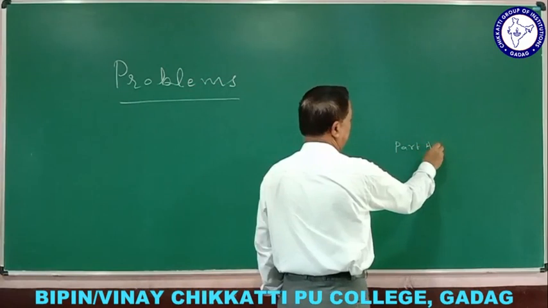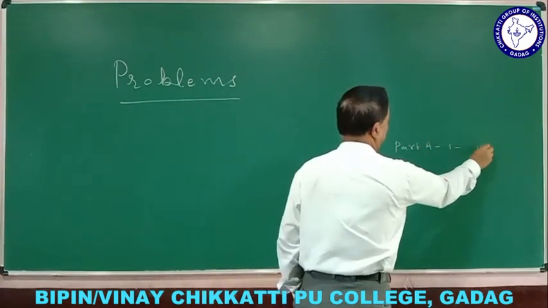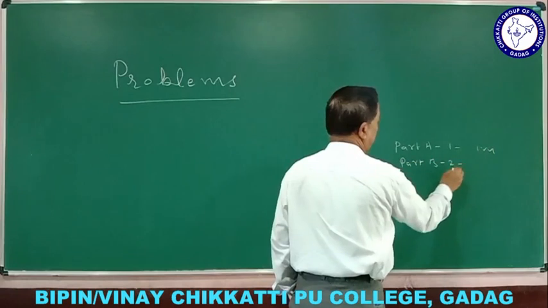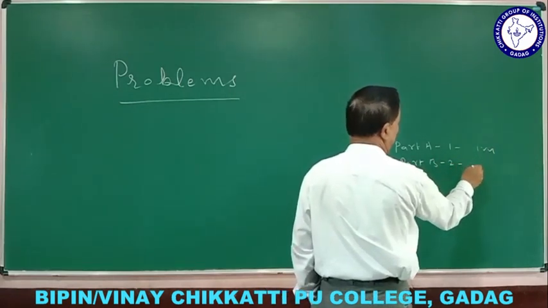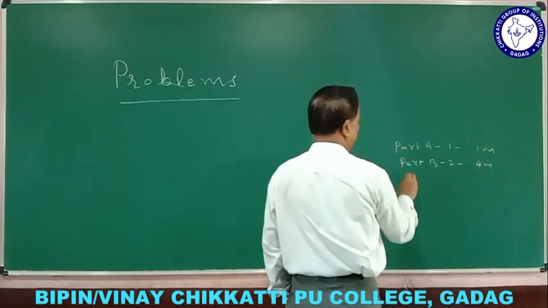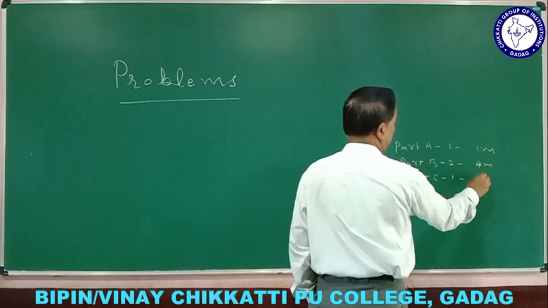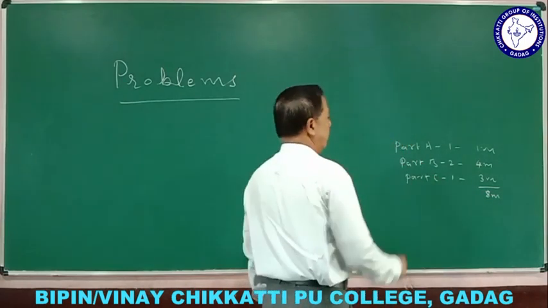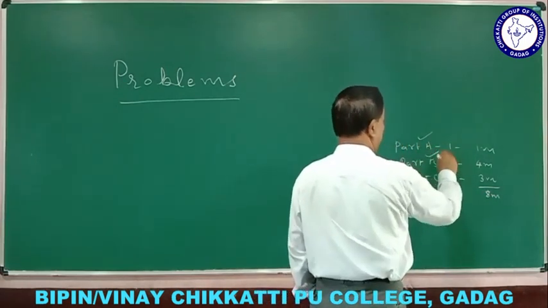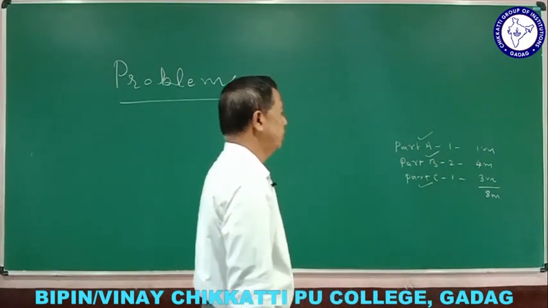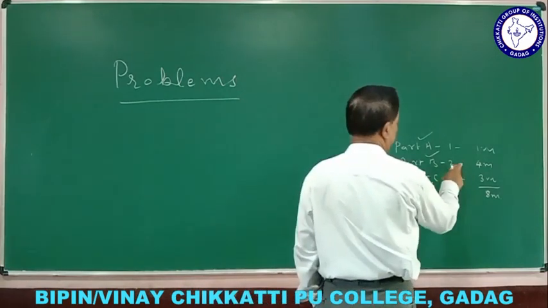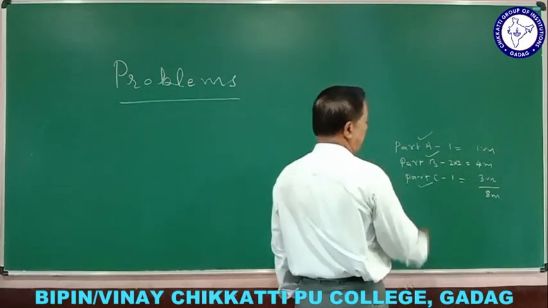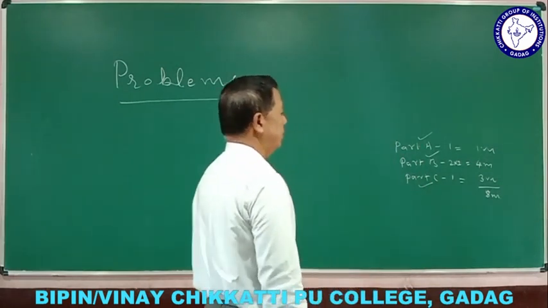Part A, that is 1 question, 1 mark. Part B, 2 questions, and here you see that 2 marks each, it means 4. And part C, 1 question, that is 3 marks. Totally 8 marks you can see. So 1 question on part A, 2 questions on part B, 1 question on part C. And try to understand that here 2 into 2, you can see this. And accordingly we have to plan it to work out the problems.